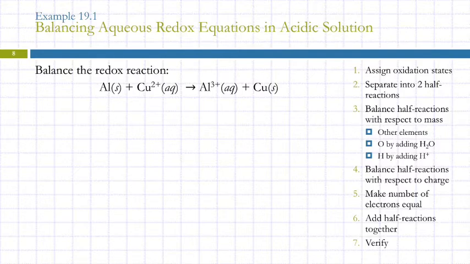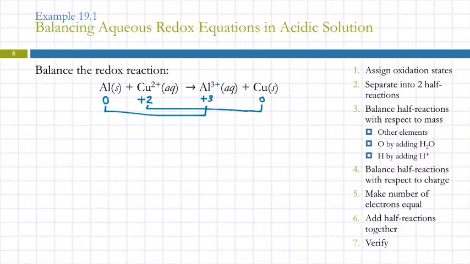Aluminum, solid, what's the oxidation state? 0. Copper 2+ ion, +2. How about aluminum 3+ ion? +3, and copper solid, 0. Okay, so we see that the aluminum is going from 0 to +3, that's an oxidation, and the copper is going from +2 to 0, that's a reduction.